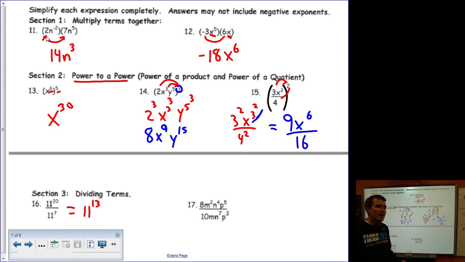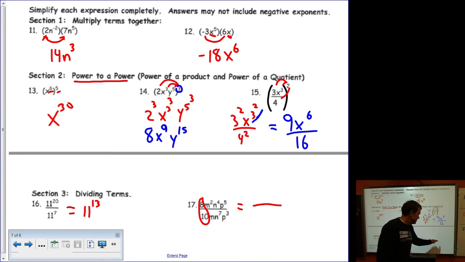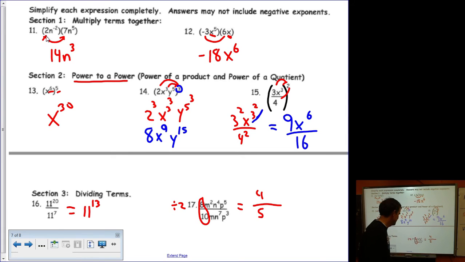Here I have a little more complicated fraction. I can't just subtract. I need to first reduce the coefficients, 8 over 10. You're either reducing that on your calculator, or you're figuring out by finding a number that goes into both 8 and 10. In this case, they can both be divided by 2. 2 goes into 8 4 times, and 2 goes into 10 5 times.